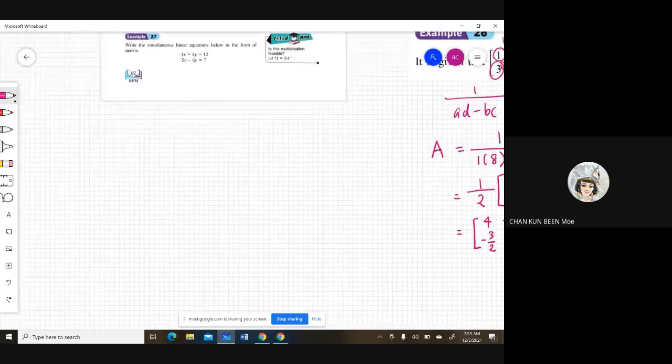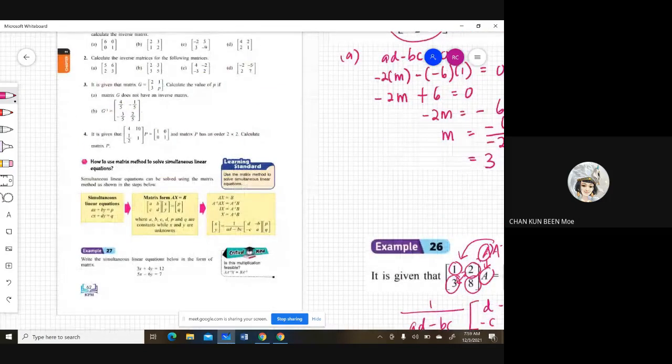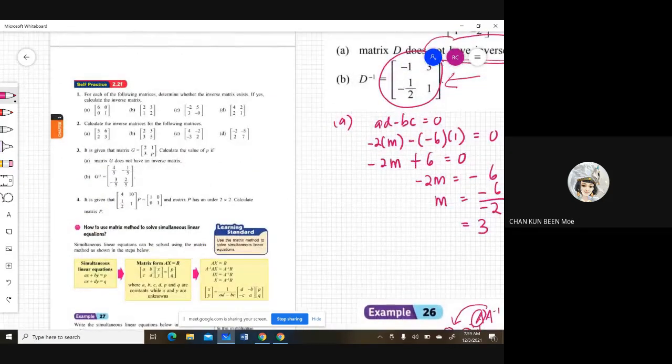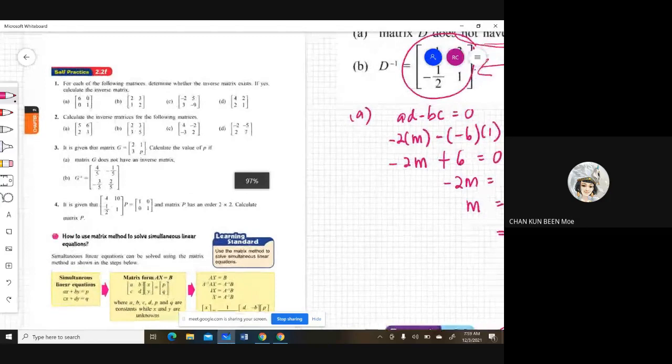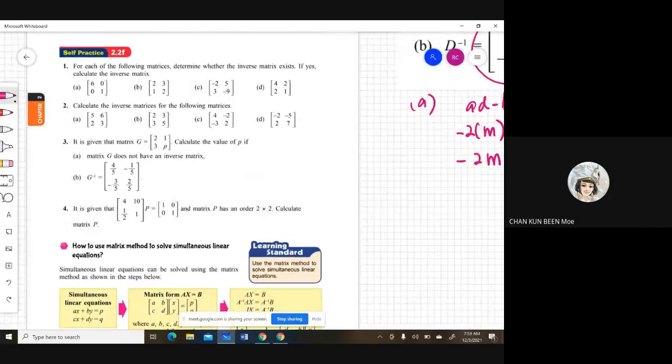So you take out your textbook, turn to page 62. I'm going to give you an exercise. Look at self-practice 2.2F. You only need to do one exercise for today. I want you to finish everything over here, 1, 2, 3, 4. Now let's try the first question, everybody.